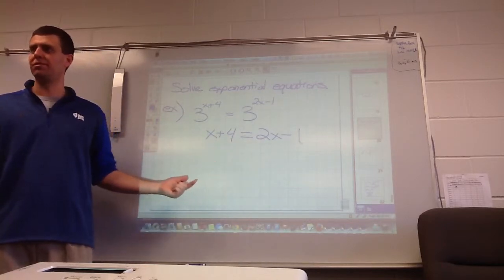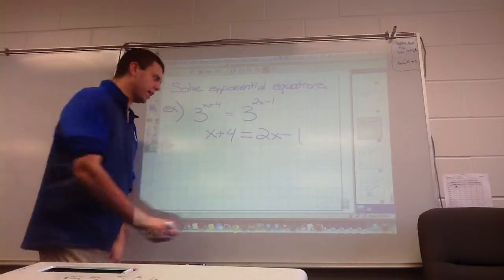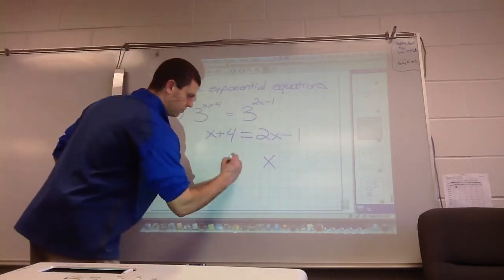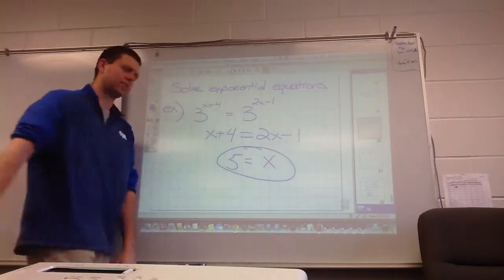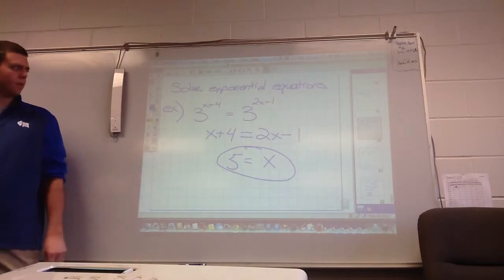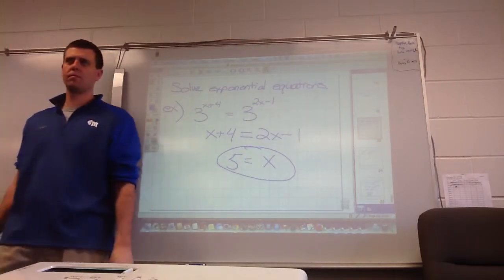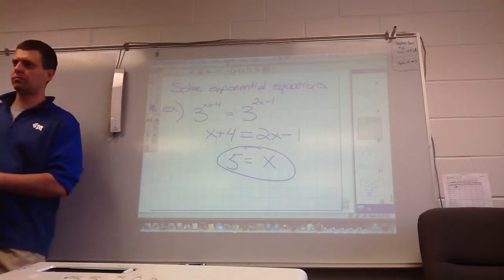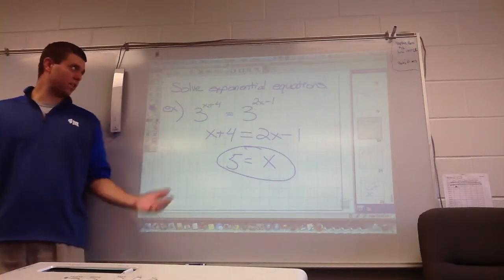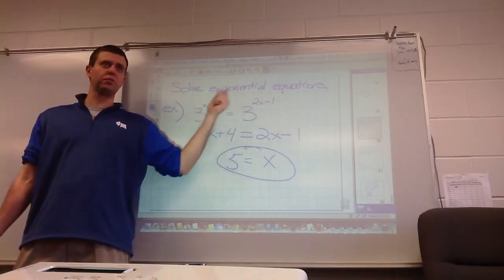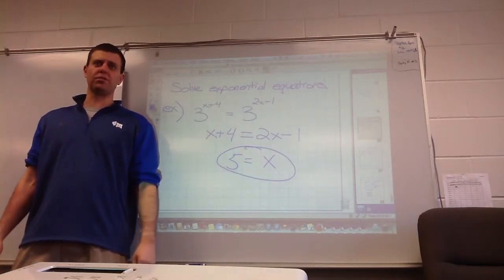Hope so. Okay. Subtract x from both sides. Add 1 to both sides. x equals 5. Simple, right? All you gotta do is set the powers equal to each other, as long as they have the same base.